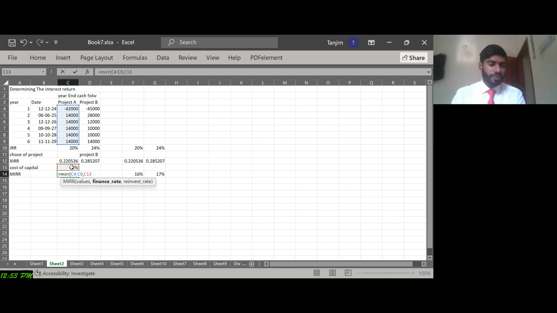Here we can see the cost of capital is the financial rate, C13, and comma, and the reinvest rate. Here the reinvest rate is equal to the cost of capital, so we again press C30. Then we press enter. After that we can see that it's 16%, right?